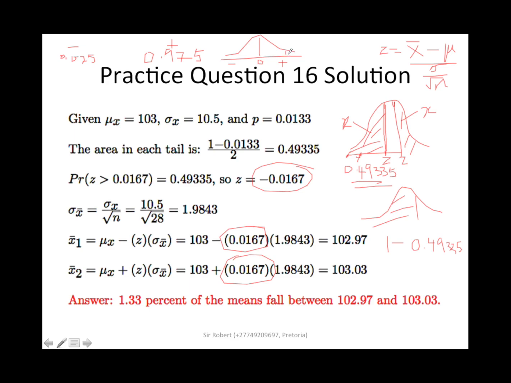When here we want 2.5% from the right extreme, the 2.5% on the left extreme will have the same z value, but the only difference is that one is positive and the other one is negative.